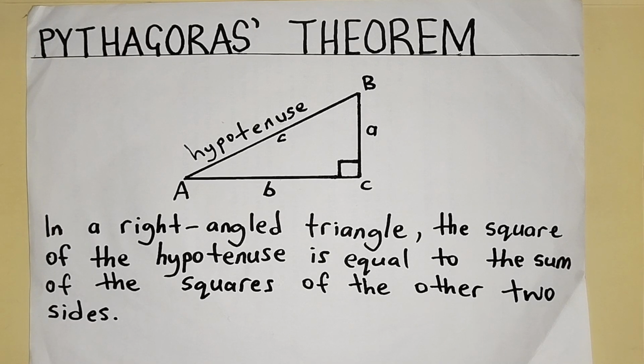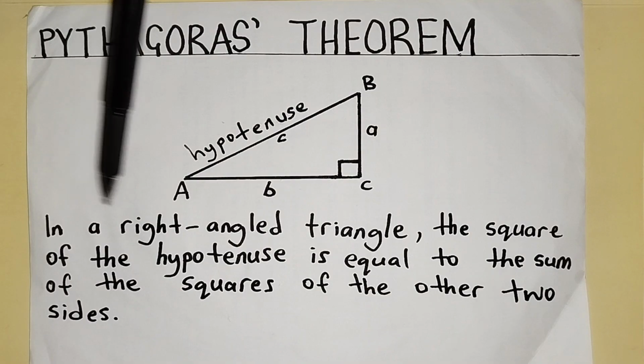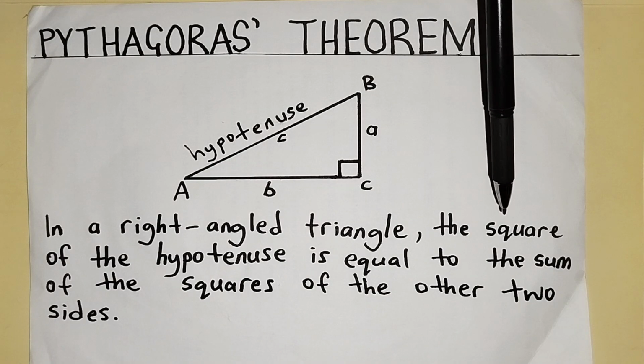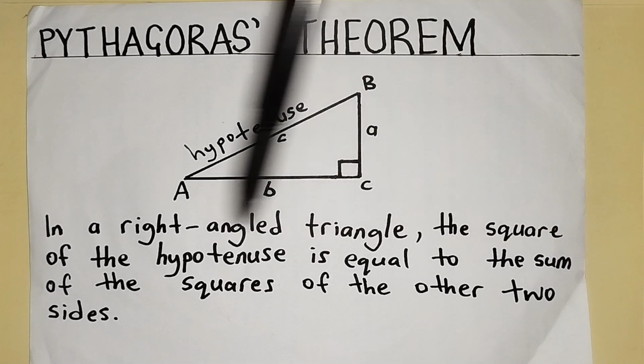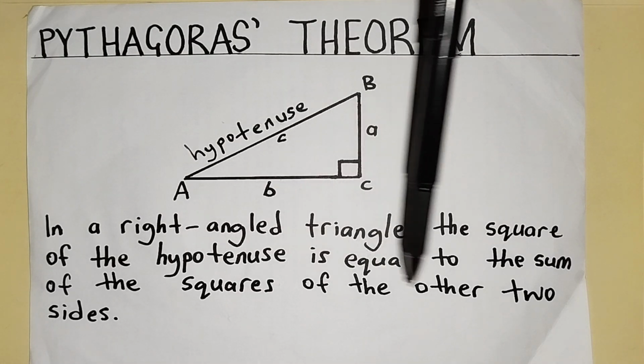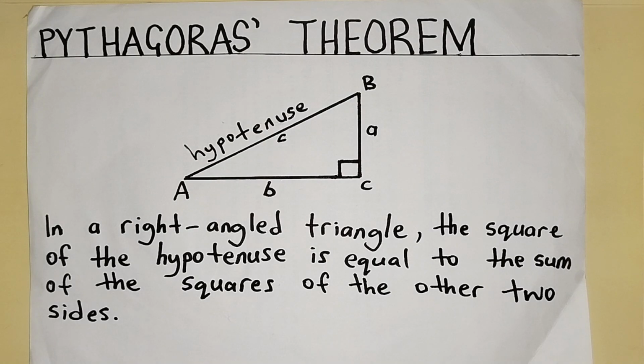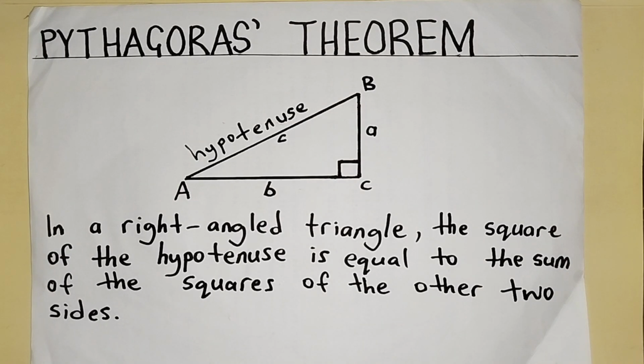In this video, we are looking at Pythagoras Theorem. It states that in a right angled triangle, the square of the hypotenuse is equal to the sum of the squares of the other two sides. So, Pythagoras Theorem is used on right angled triangles only.